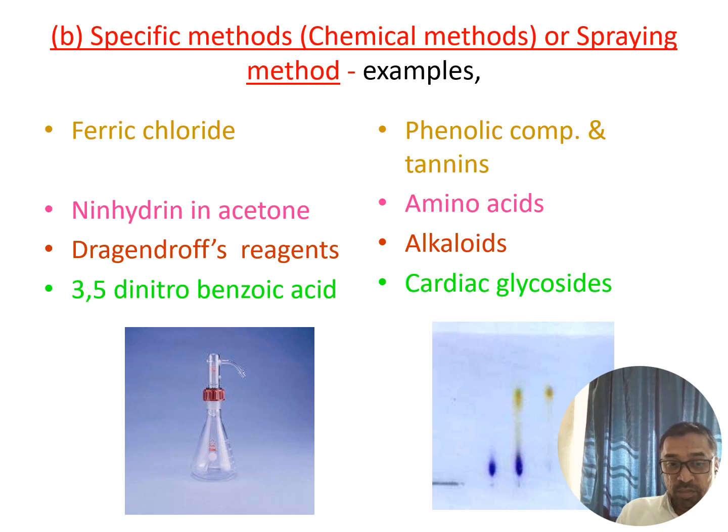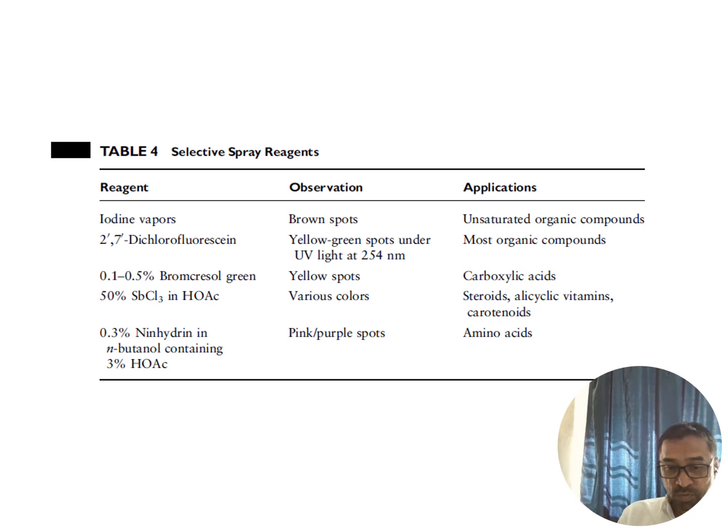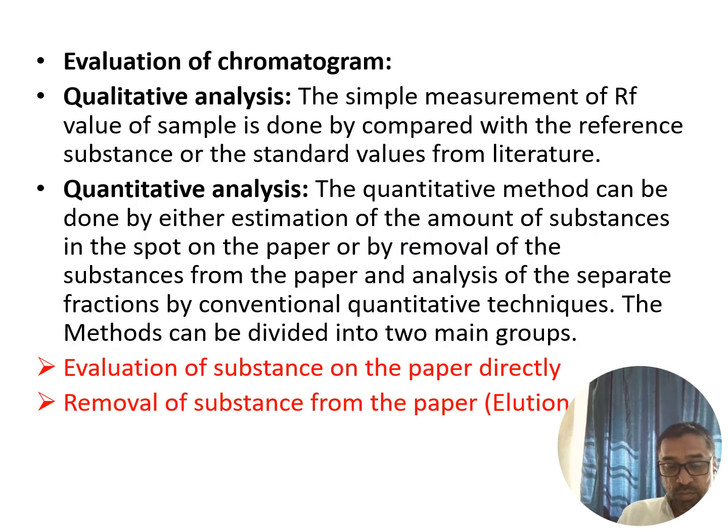There's also a chemical method. Particular chemicals or reagents are used to identify the samples, like ferric chloride, then ninhydrin generally used for amino acids, then Dragendorff's reagent for alkaloids if present in herbal compounds, and 3,5-dinitrobenzoic acid used for cardiac glycosides. These are examples of reagents which we use.